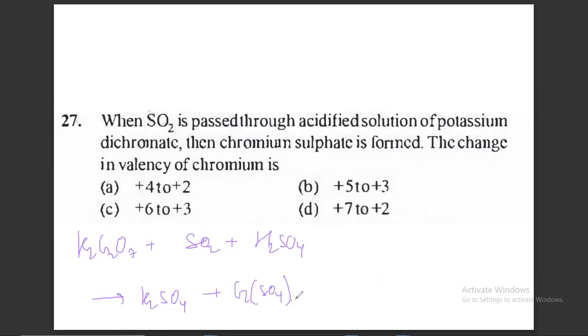sulfate, and sulfur trioxide gas with water molecules. So to balance this, you can substitute here 3, 4. Now the answer would be: it changes the oxidation state of chromium from plus 6 to plus 3. So the answer for this question would be C.